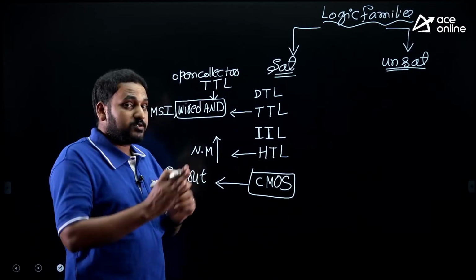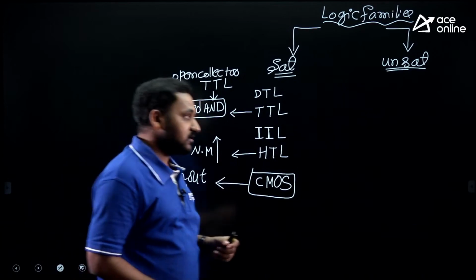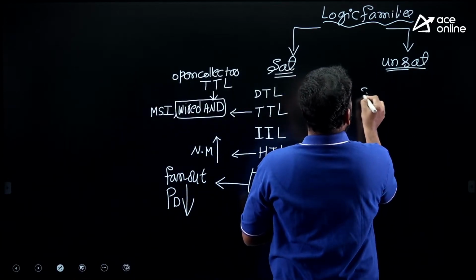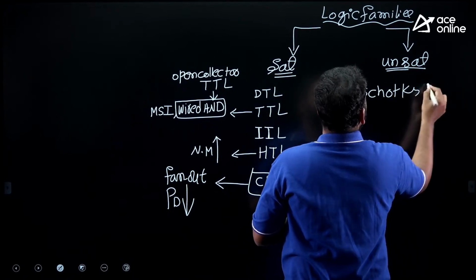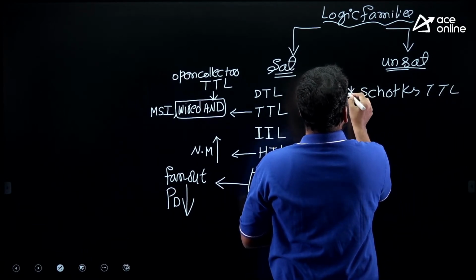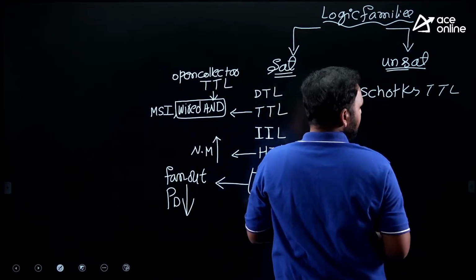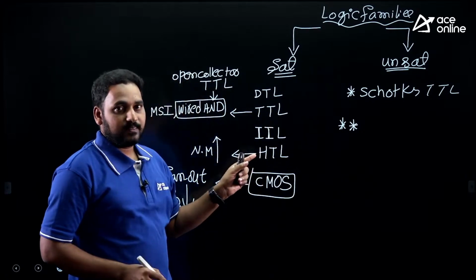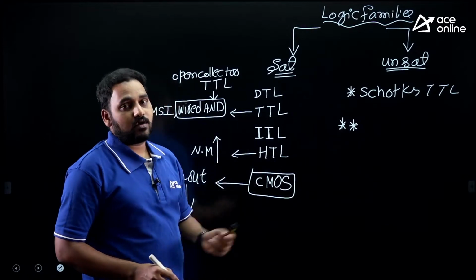Sir, then what is the opposite? Opposite question means highest power dissipation. In unsaturated, there are two types: Schottky TTL and ECL. Schottky TTL is okay, but I am giving it 2 star marks, my dear friends, right? Schottky TTL is generally TTL with a Schottky diode between base and collector of the transistor. That TTL becomes a Schottky TTL.